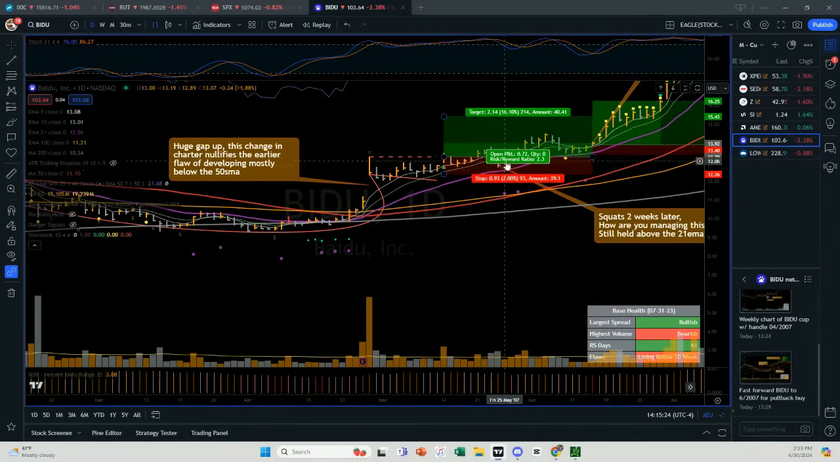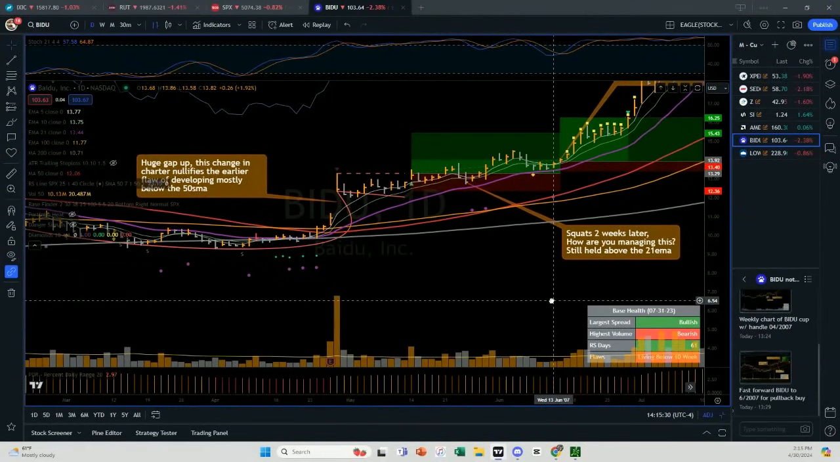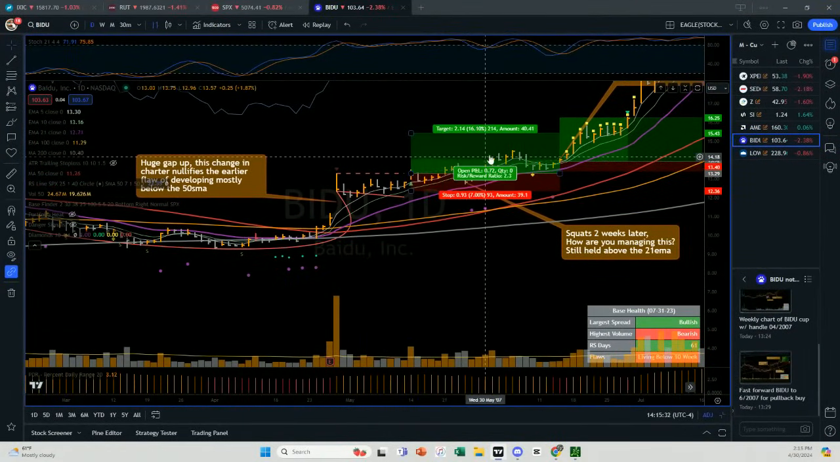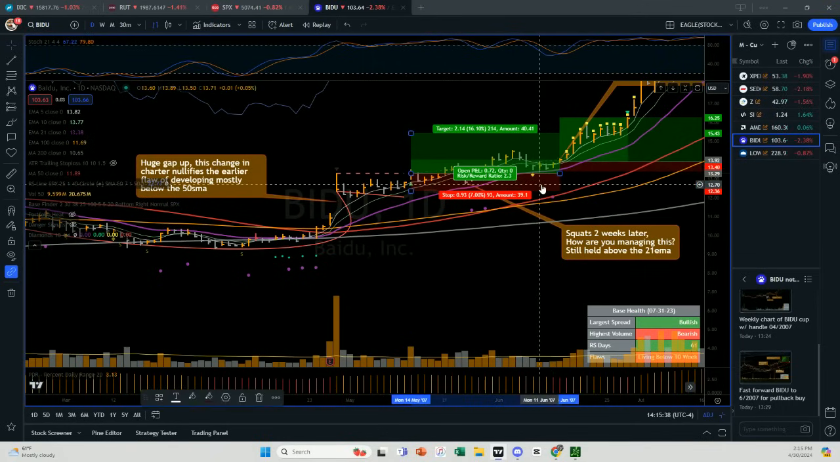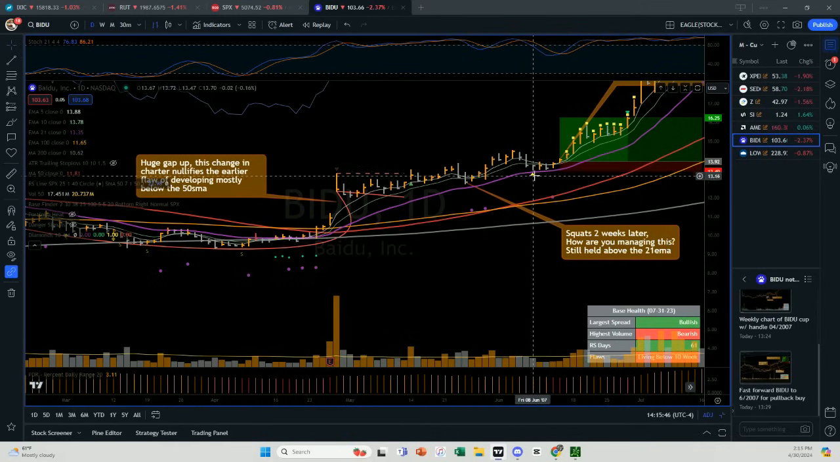Anyhow, a point that I saw on this, and I think it's worth noting, is that later on you get a classic pullback. Let me get rid of that. And in fact, it retests the pivot again. It's almost coming back in. It tests that general area.